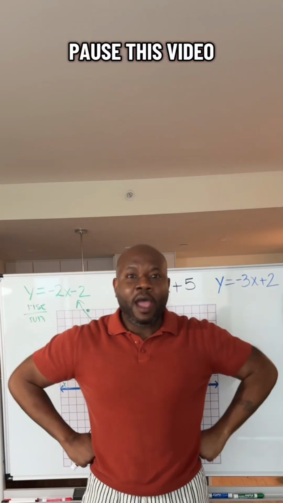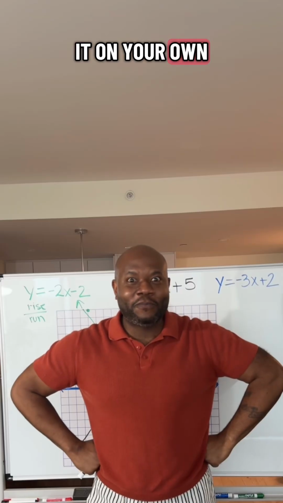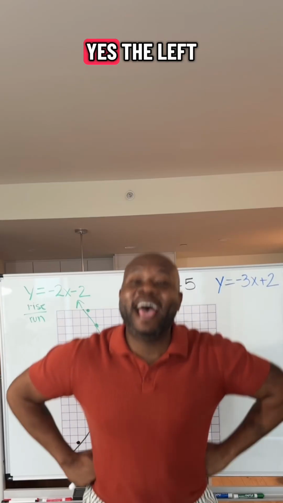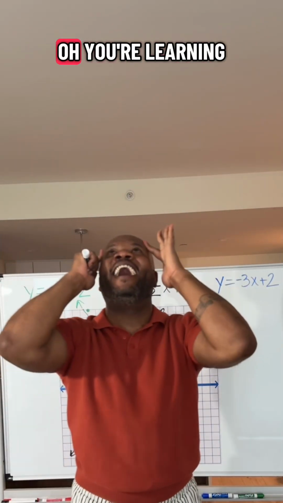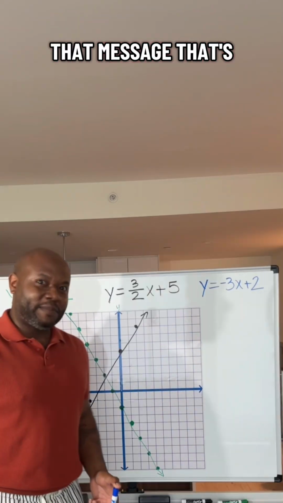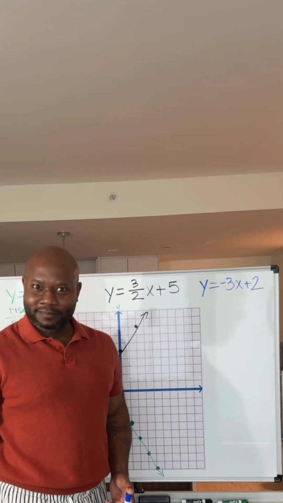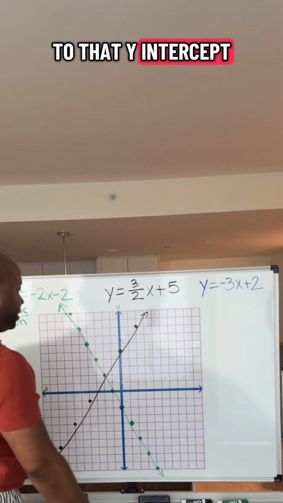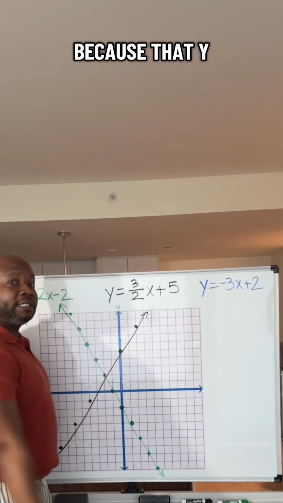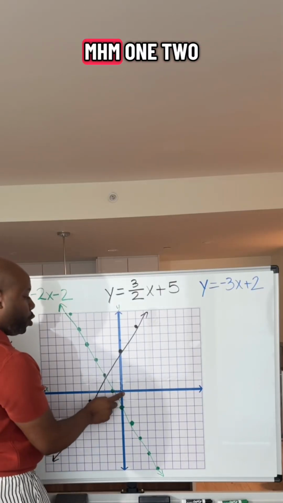Now, last but not least, let's graph y equals -3x plus 2. Pause this video and you go ahead and graph it on your own. But first, let me know which direction it's gonna rise to. Yes! That's my first step. Go to that y-intercept. We're gonna start at that origin, and we're gonna go up 2, because our y-intercept is 2. 1, 2.